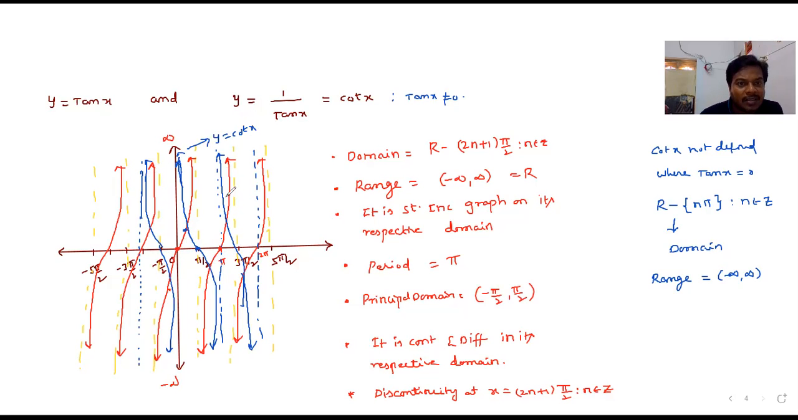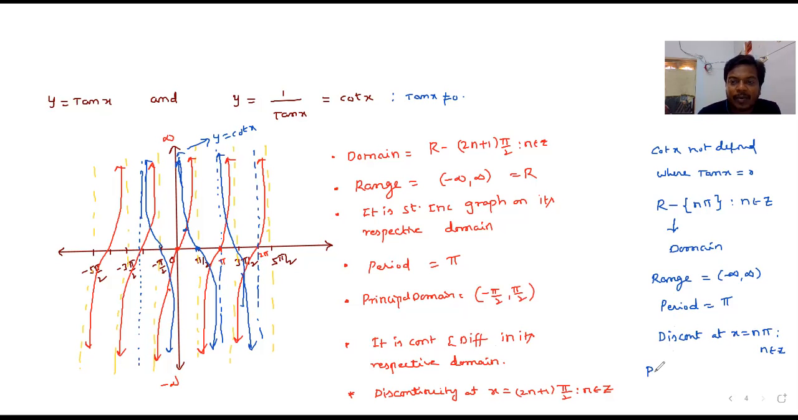And observe, the period is pi. Why? Because the graph which is near the origin is the same as the one that again starts at x equal to pi. Therefore, the period of cot x is pi. And clearly, on their respective domains, it is continuous and differentiable. Discontinuity is clearly at x equal to n pi, where n belongs to Z.